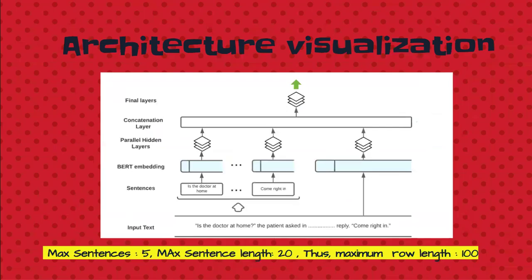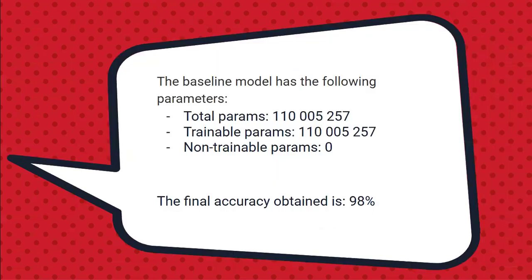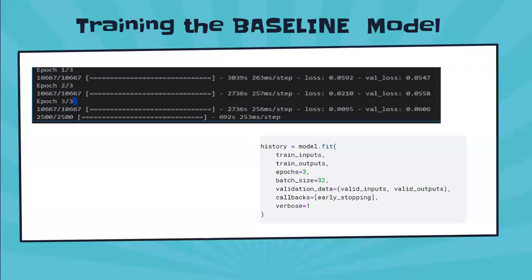The original model from literature was as follows. At first, it was iterating on sentence level and row level, and then these sentences were sent to a BERT embedding layer, and then parallel hidden layers, followed by a computation layer, and finally the final layer to classify. The maximum sentences per row were 5, and the maximum sentence length was 20, thus the maximum row length was 100. The total parameters of the baseline was 110 million, which is the same number as the trainable parameters, and the non-trainable parameters were 0, which led to the final accuracy of 98%. This is the training process for the baseline model.